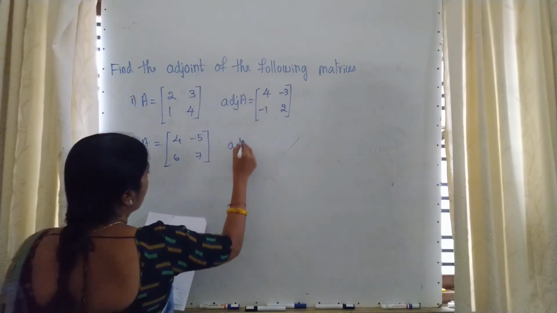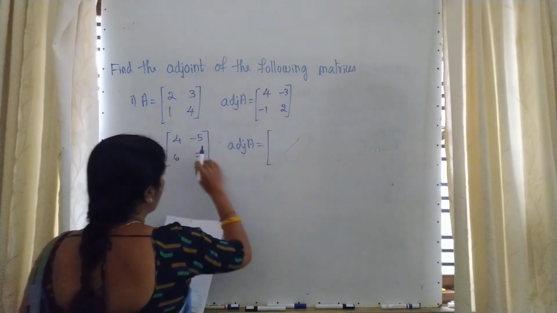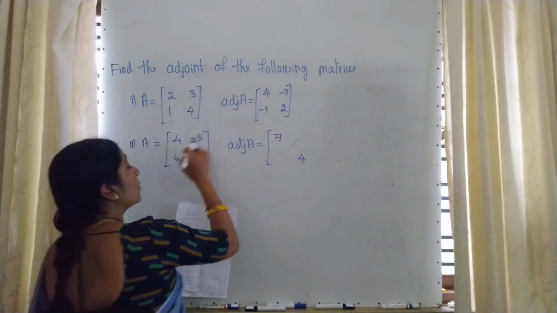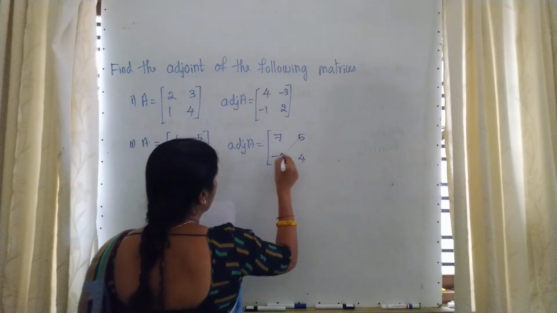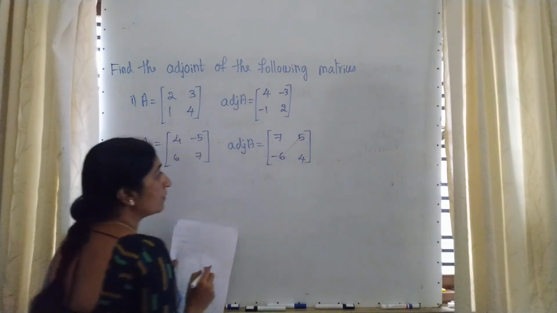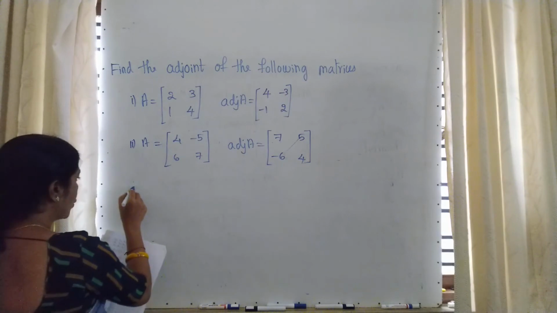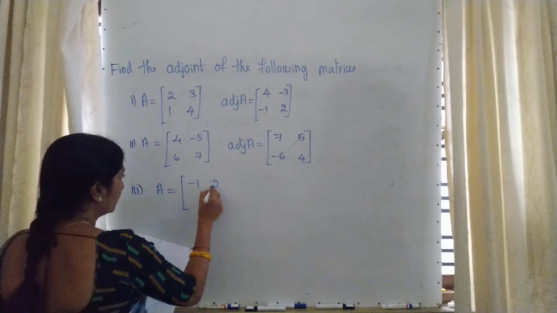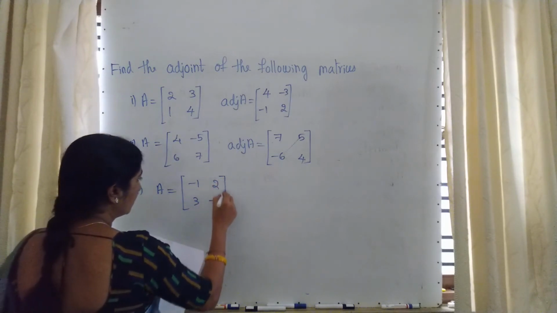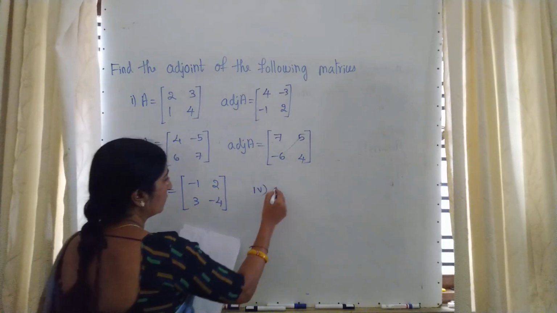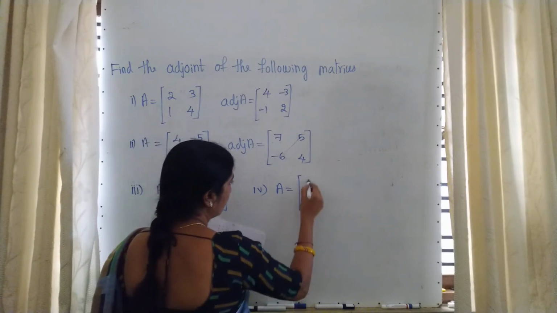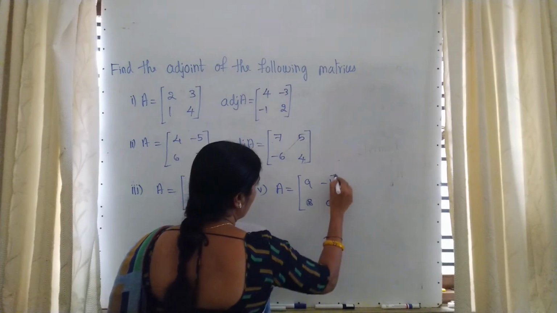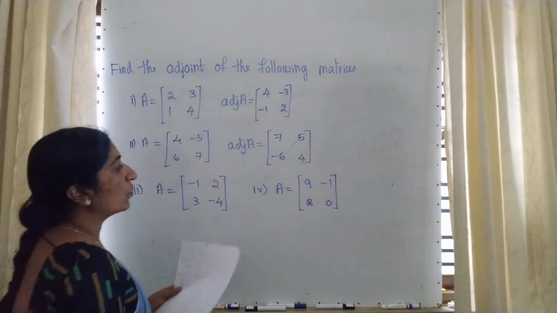Here, adjoint is what? Change the elements present in the principal diagonal. Change the sign of non-diagonal elements. Is it very simple or what? Now I am giving you 2 questions as an assignment, for your practice. So these are the questions for your practice.